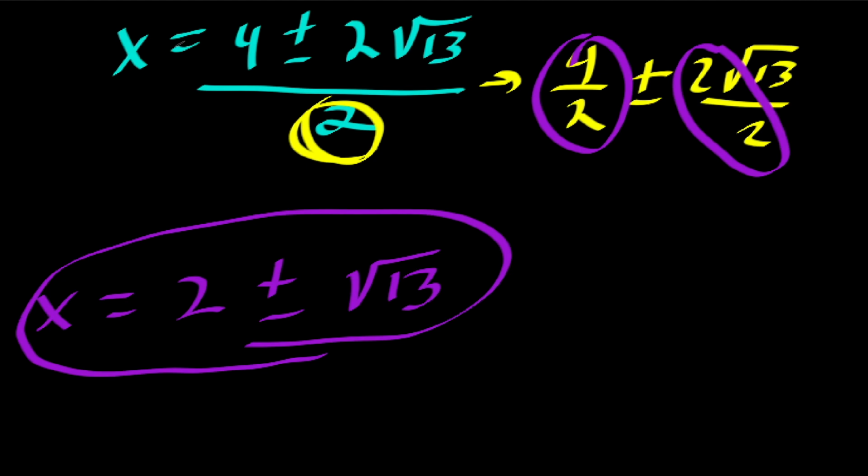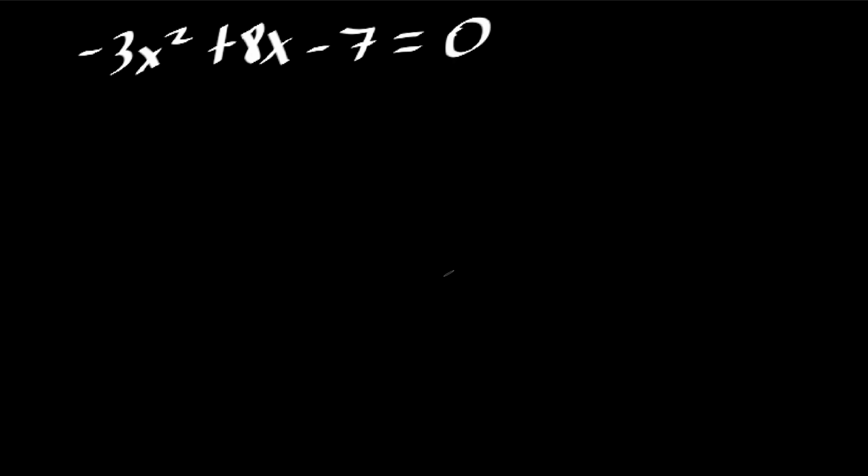All right. Now, let's do one more just so you can see an example when you have an imaginary number that's actually left in your answer. So we're going to do negative 3x squared plus 8x minus 7 equals 0. Now, you could do a couple different methods here. If it were me, I probably would only try the quadratic formula here, but that's what this whole video is about. So let's just do the quadratic formula.